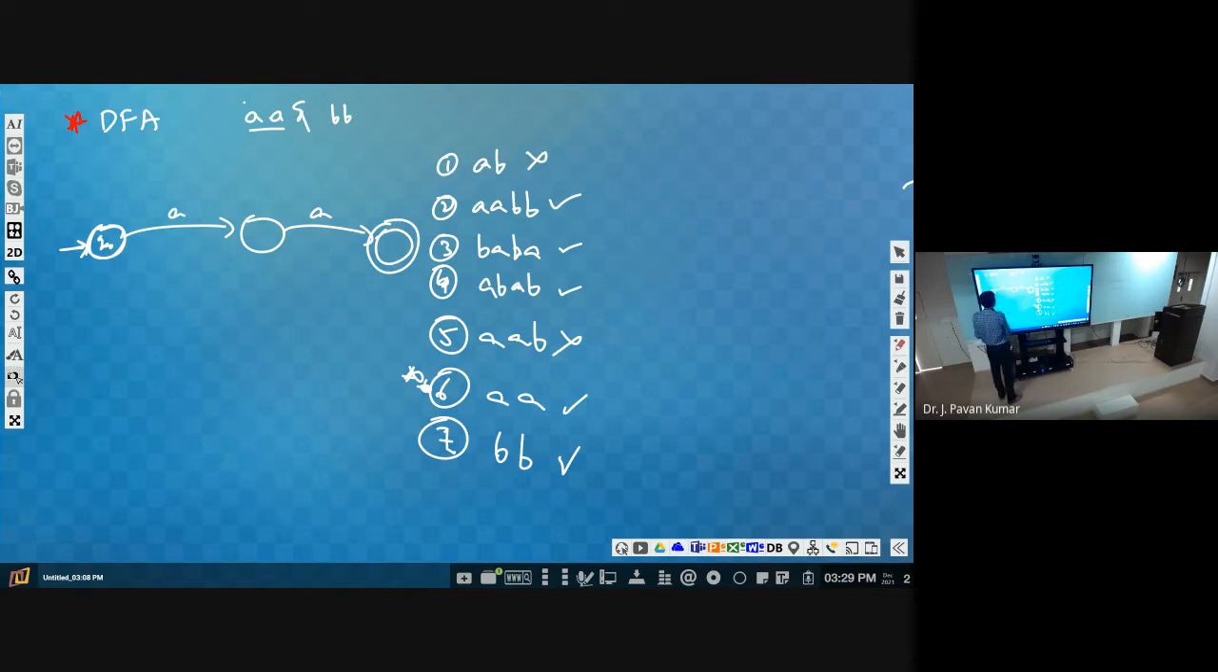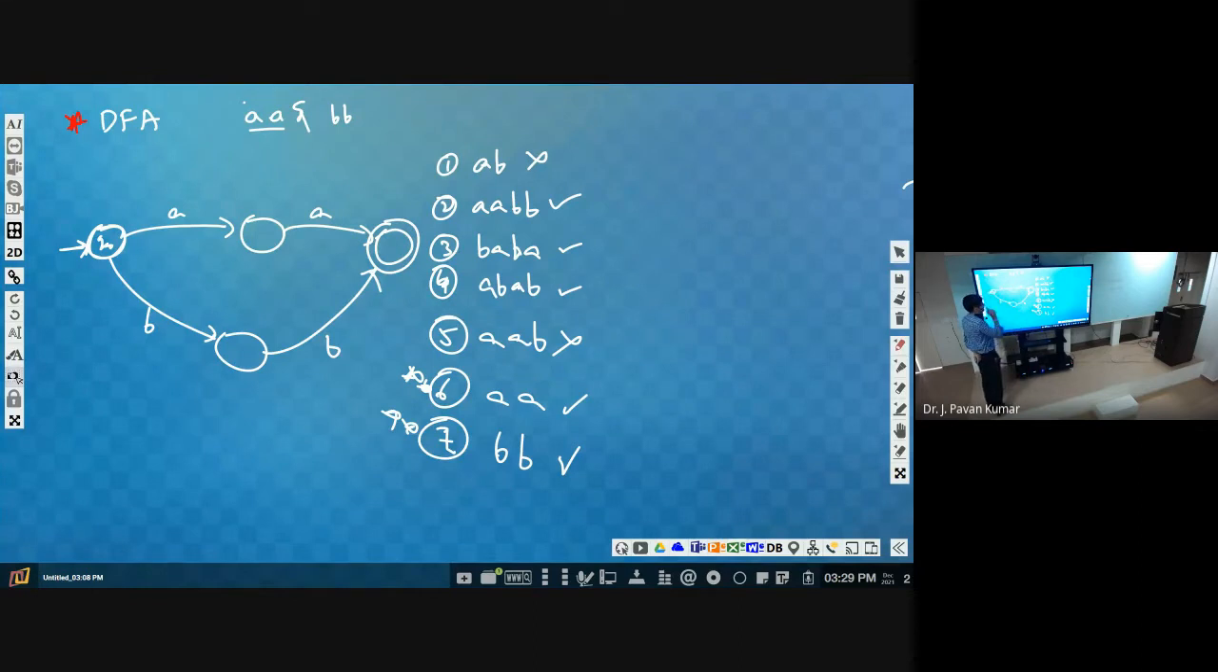Okay, this is one thing. What about B? B also in the same way. So let us consider B, then from here again B. Just a rough idea of how we can arrive at this solution. So these two we have satisfied: AA and BB both are satisfied.